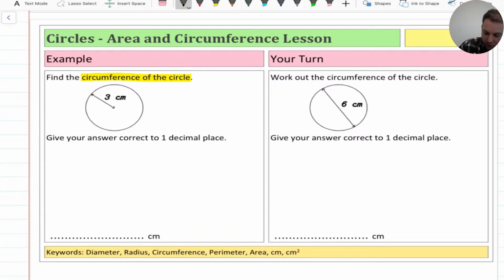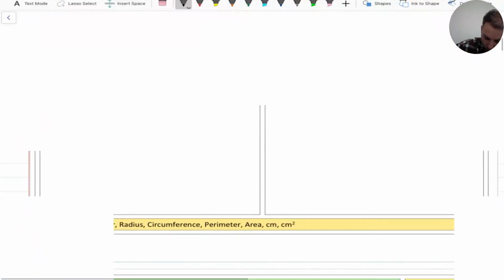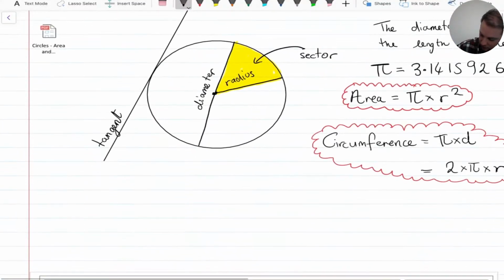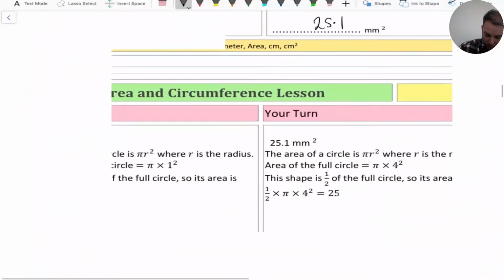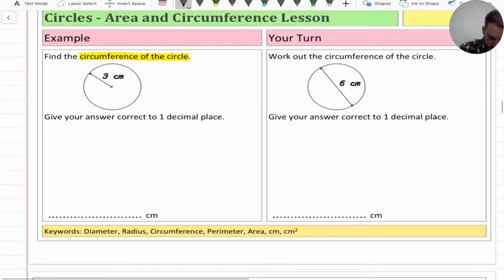Now, the formula for the circumference of the circle, go all the way back up to the top. Go back to your notes. We did do this. We've done the area. Circumference of the circle is pi times d, or 2 times pi times r. So let's go back down to this one here.